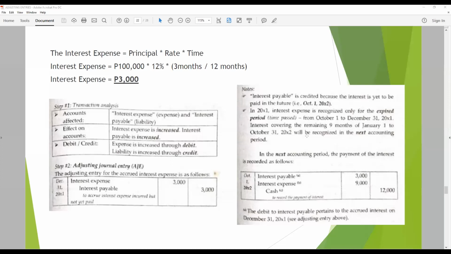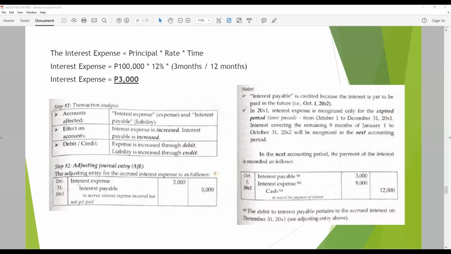So when you pay for that interest expense, your entry will be debit interest payable, which you initially accrued or recorded already on December 31, 3,000. This was a liability before. Now you will debit it. You will delete it in your account because you will already pay for it. And debit also interest expense, 9,000, the interest expense for this year, and credit cash for a total of 12,000. The debit to interest payable pertains to the accrued interest on December 31.